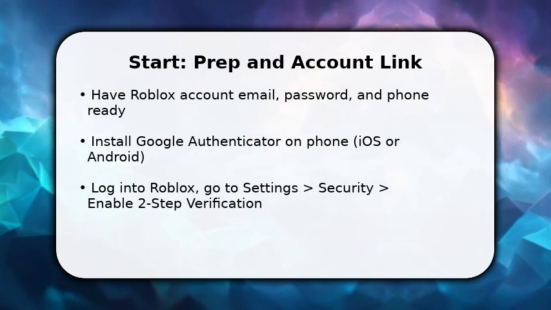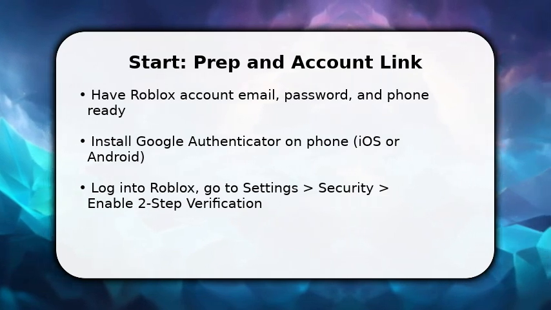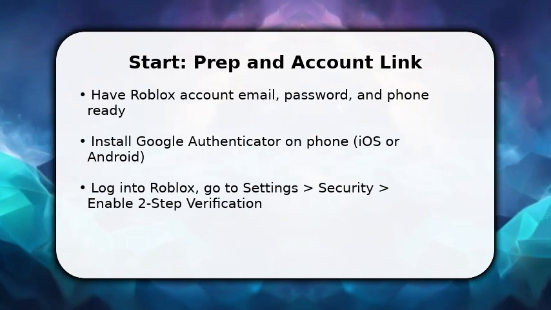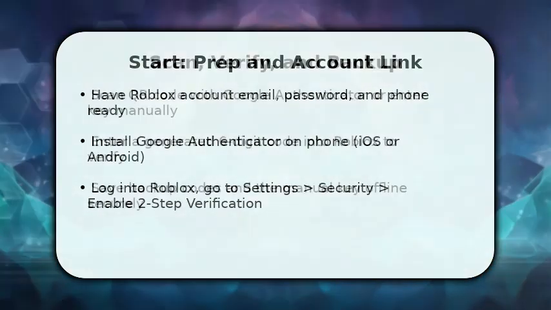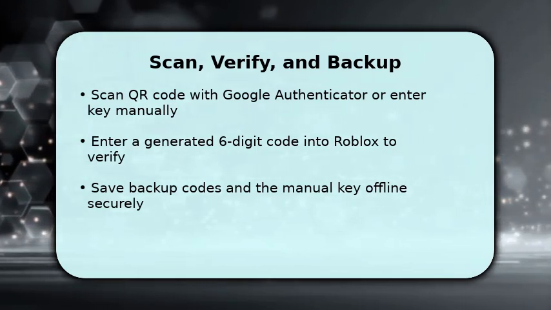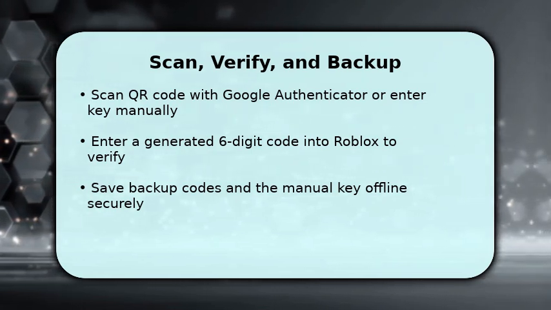You will see a QR code and a backup key. Scan the QR code with the Authenticator app or enter the key manually. This links Roblox to the app, so you can generate time-based codes. Once the QR code is scanned, Google Authenticator immediately creates a rotating 6-digit code. Enter that code back into Roblox to verify the connection.